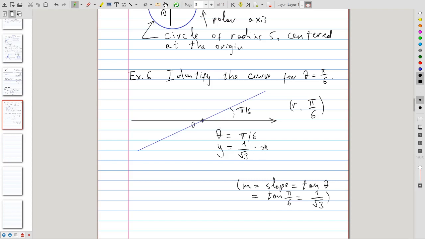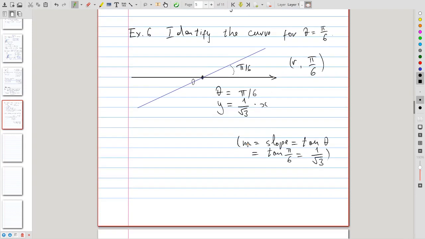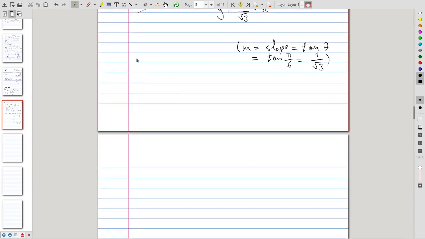Let us talk about a less elementary curve now. In the next example, we will identify the curve given by the equation r equals 2 cosine theta.